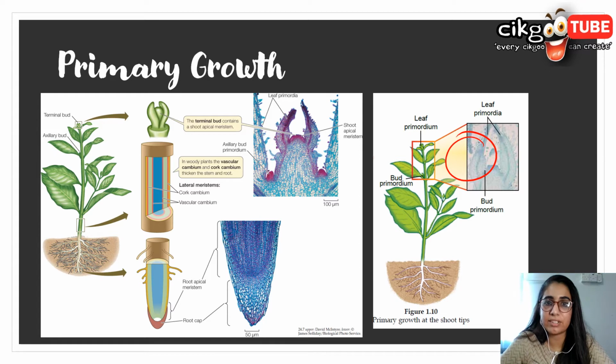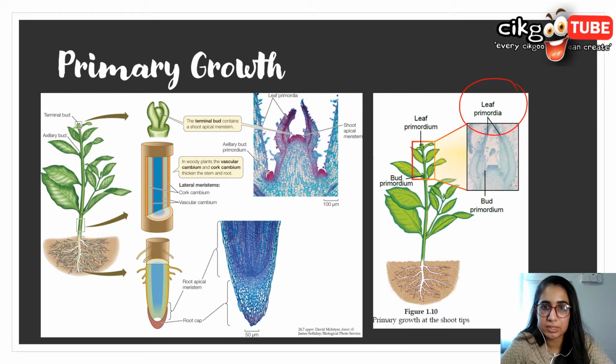So this is the leaf primordia, which is always growing. If you look at this leaf primordia here, we also have them at the roots.